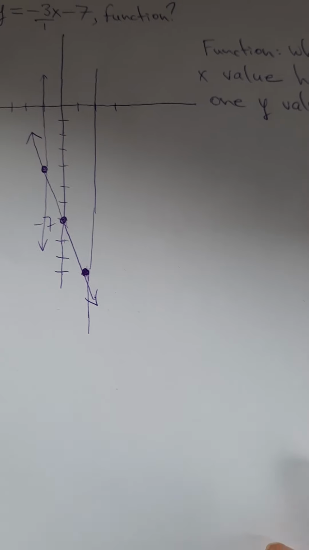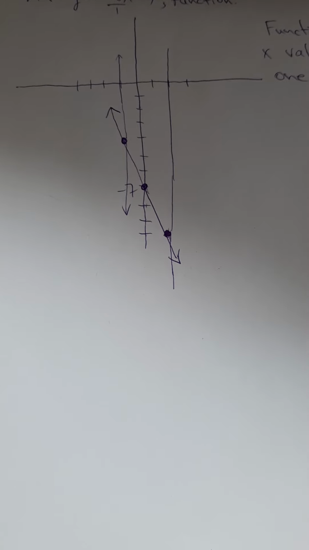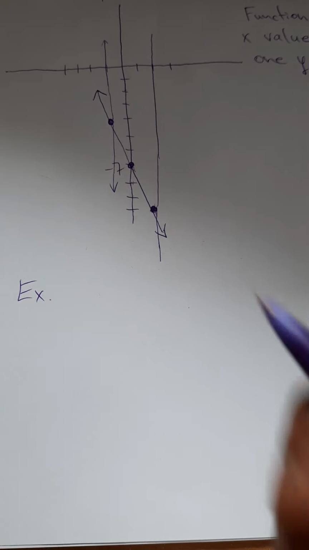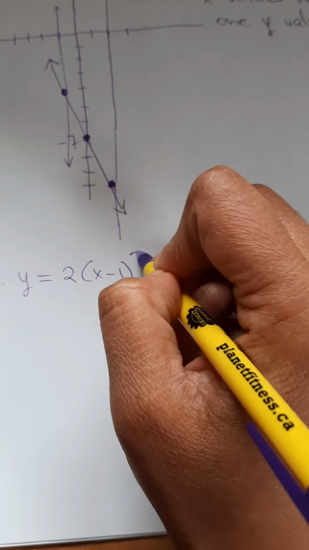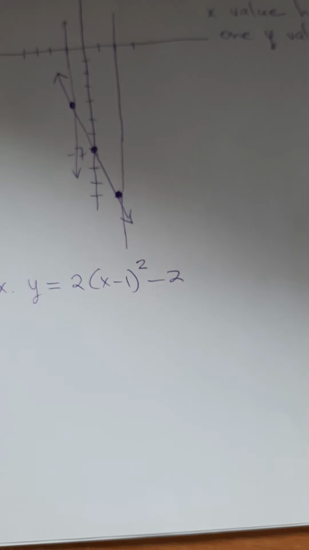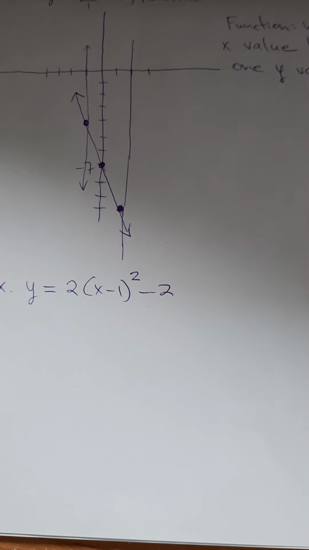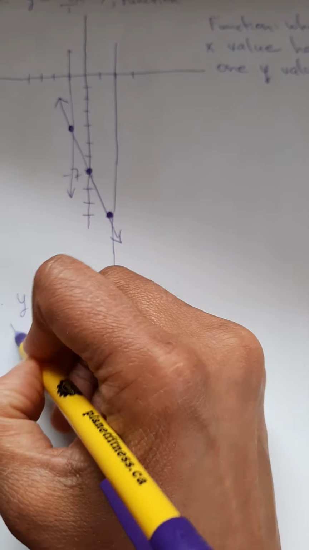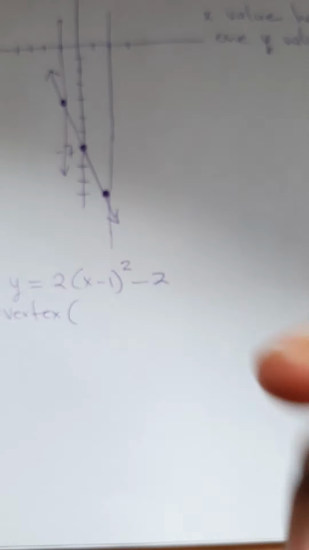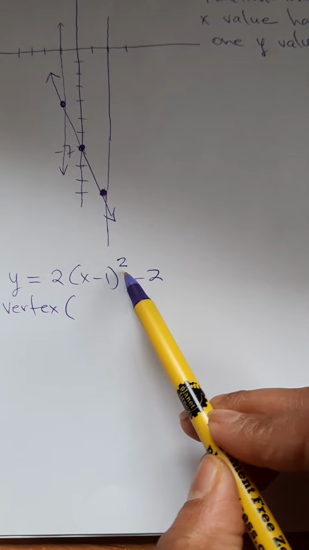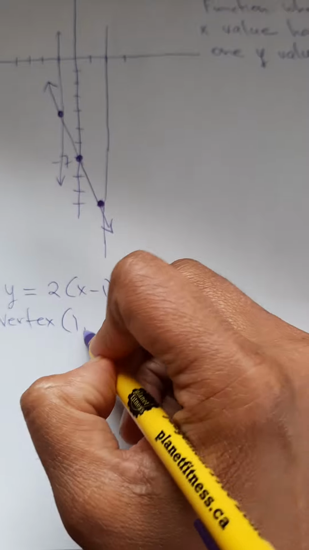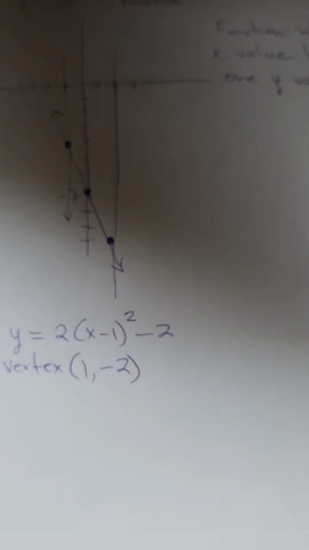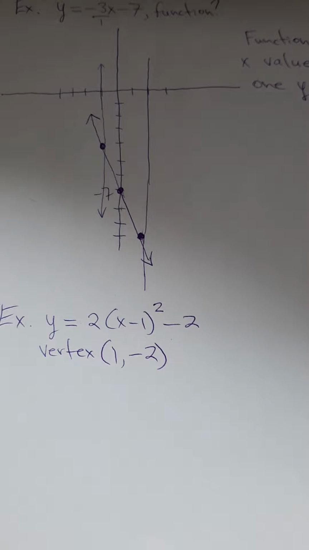All right, good. Let's try maybe one more here. I'm going to write it over here. Let's try a different relation: y equals 2(x minus 1) squared minus 2. Remember this is the vertex form, and I know that this is a parabola because I have the squared sign. The vertex is what you see inside the brackets, so positive 1, as well as what's outside the brackets, which is negative 2.